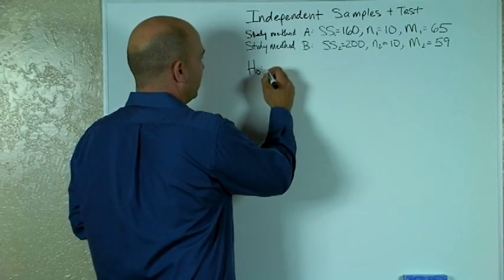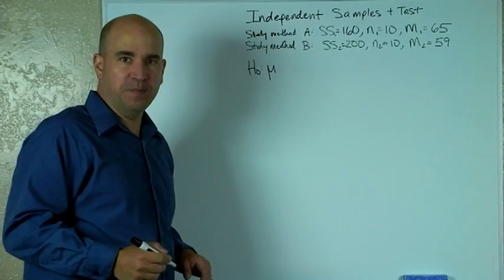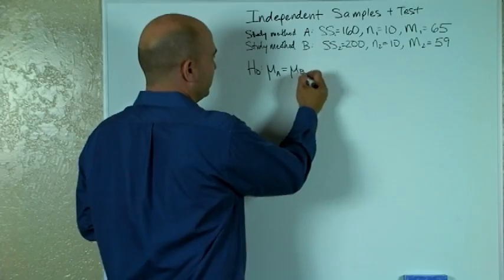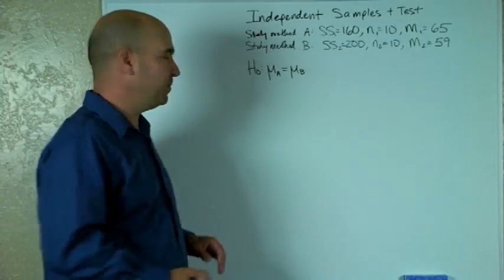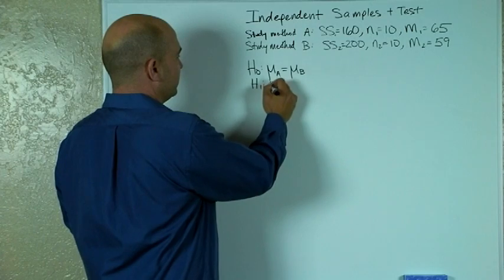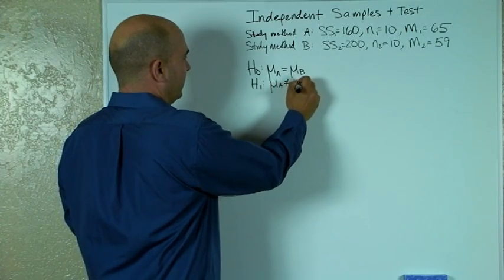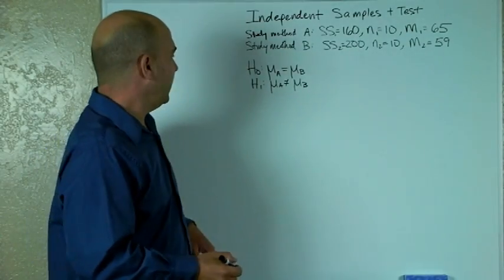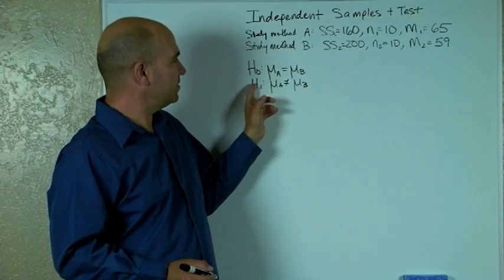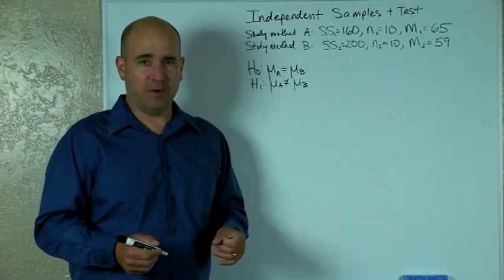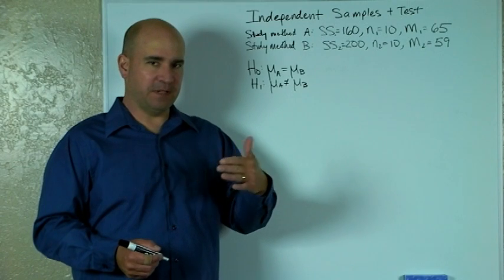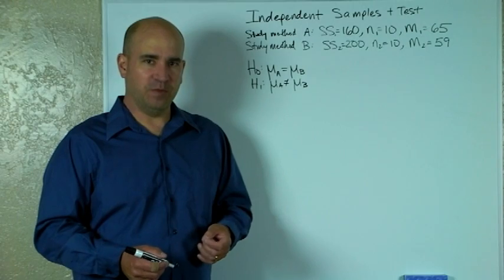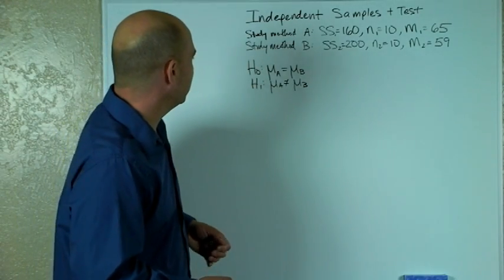Here the null would be that the mu, or population mean, for study method A is equal to the mu, or population mean, for study method B. The alternative hypothesis would be that the two study method population means are not equal. I'm conducting a two-tailed test because I want to see whether A is significantly higher than B or B is significantly higher than A. Either outcome would be possible this way.